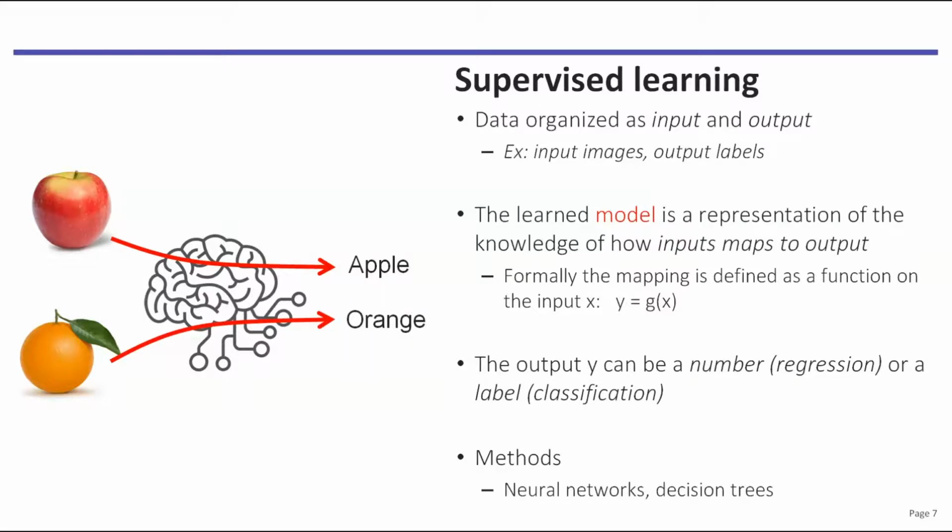There are, of course, many methods that are classified as supervised learning, such as neural networks, decision trees, and so on. And many of these can be used both for regression and classification, depending on how you define your problem and how you configure the different methods.